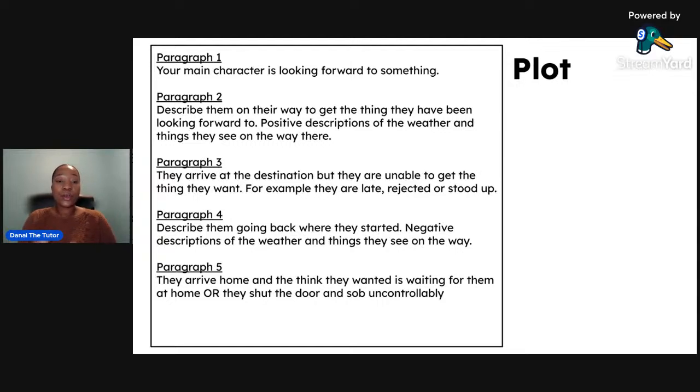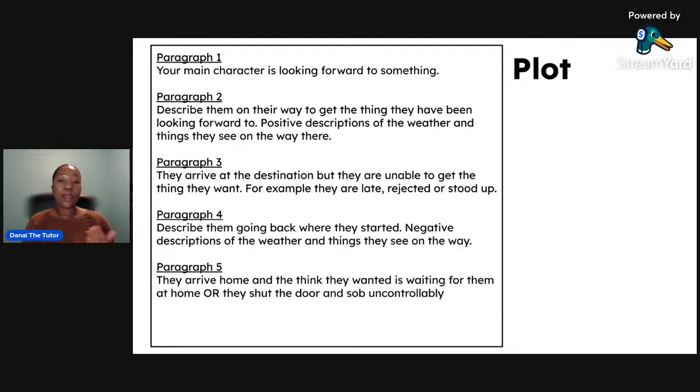Okay. So, this is an example of a plot. In a minute I'm going to ask you to come up with some scenarios that can fit into this plot. So, let's just say paragraph one, your main character is looking forward to something. Have a think, what could something that someone could be looking forward to be? Have a think about potentially your main character. Who or what would that be?